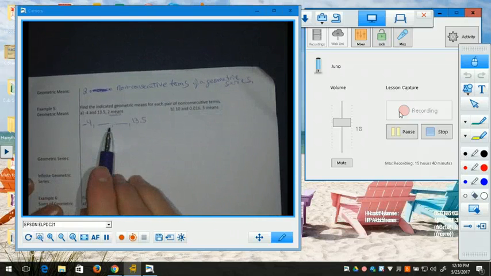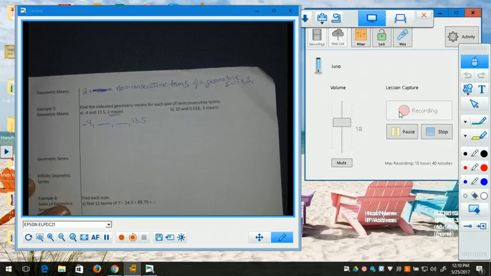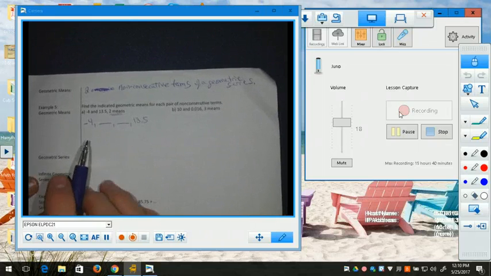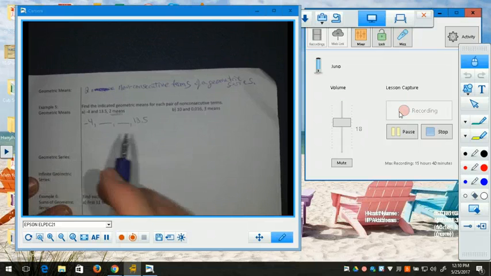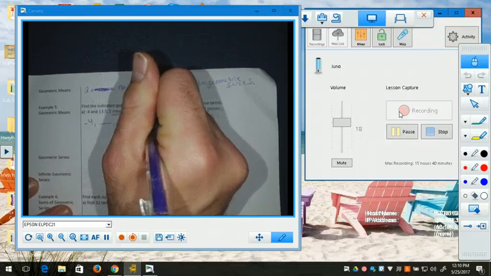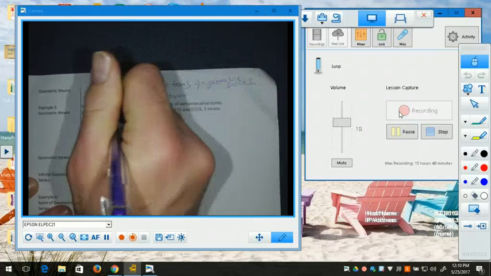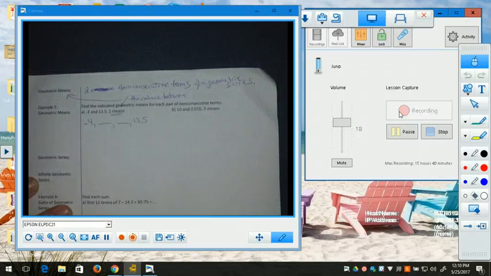Our goal is to find the two values between them, the two means between them, or however many means between them. Those between are called the geometric means. The values between them are called the means of the geometric sequence.